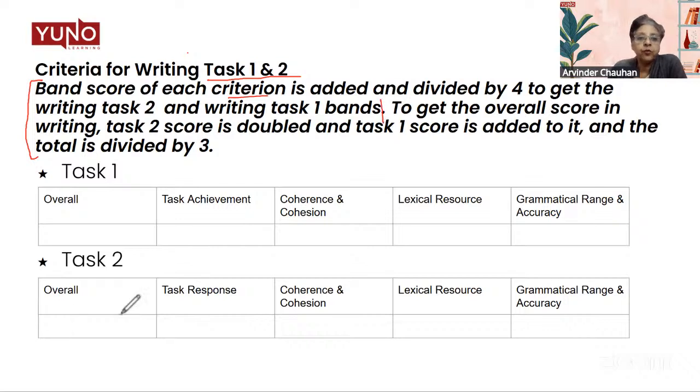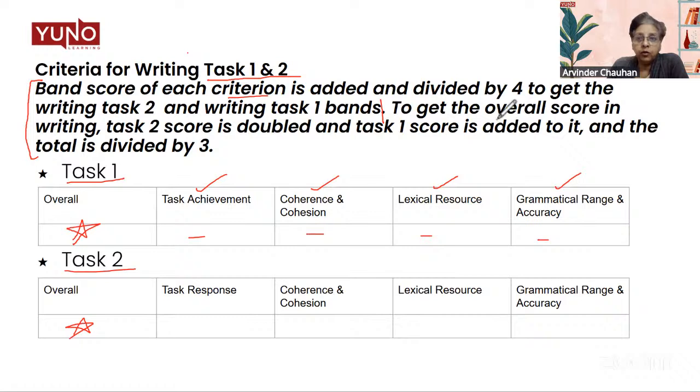So there are these 4, right? Task achievement, coherence and cohesion, lexical resource, and grammatical range and accuracy. So you would get a certain score over here, depending on how you have written. This is for task 1 and this is for task 2. For both of them, the criterion is the same. So whatever you get over here, all of that is divided by 4. There are 4 parameters, right? So they would calculate that divided by 4, and that would come over here as your overall score, and then again as your overall score over here.